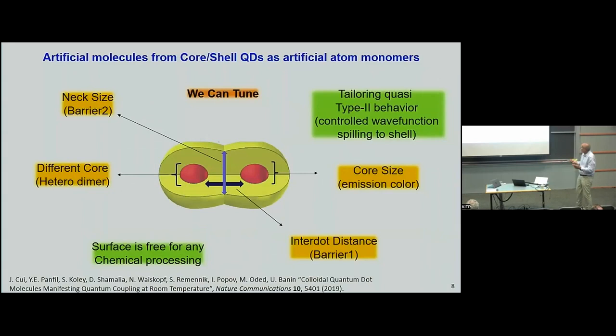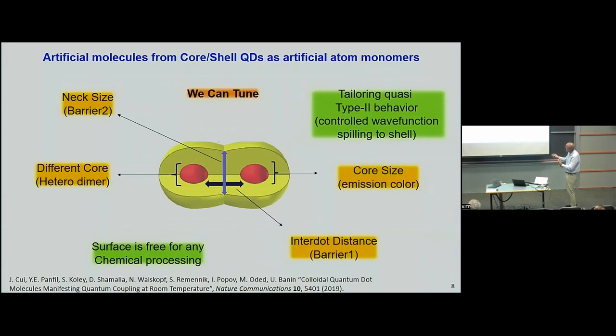In the future, you can think about different cores. I will show something about that. That's very interesting. You'll have two-color emission suddenly from a particle, potentially. And I will show a result about that at the end of my talk. We can then think about other types of band alignments, like separating the charge.